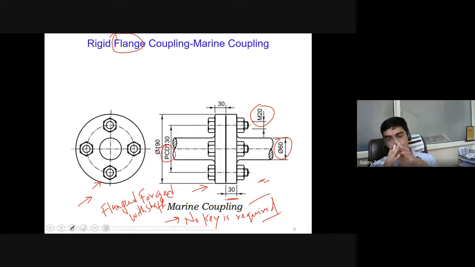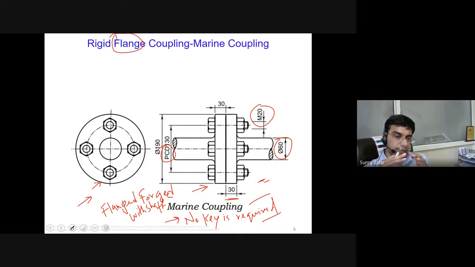If in case I don't have an inbuilt or a forged flange with the shaft, I will be first keying the flange to the shaft, then I'll be using the bolt. So that is the next variety of the coupling, which of course I will not be taking up in this lecture. So this is where I want to stop now. I won't be discussing any further.